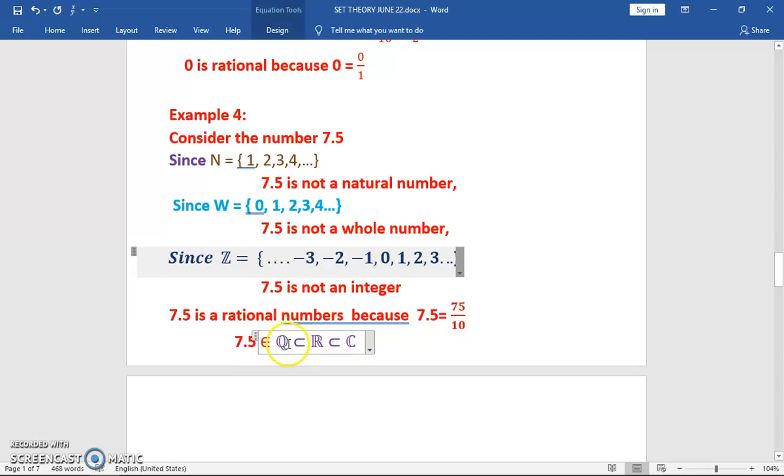Q, we know, represents the set of all rational numbers. And this chain becomes Q contained in R contained in C. So 7.5 is a rational number, a real number, as well as a complex number.